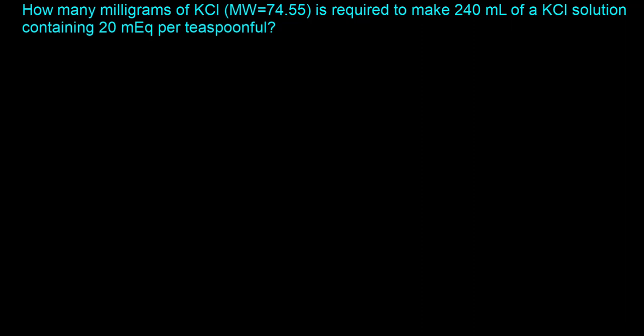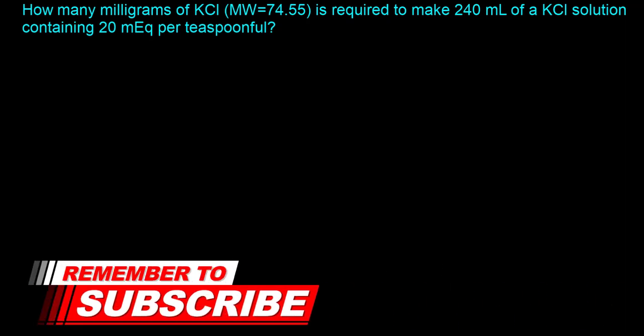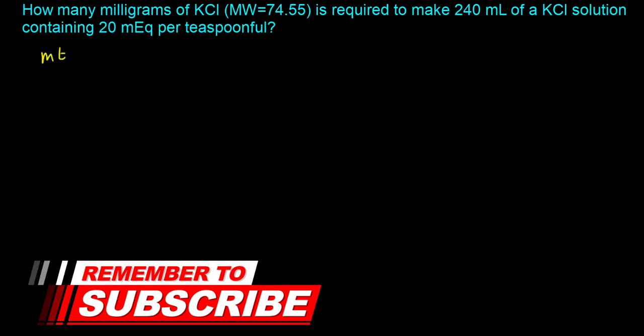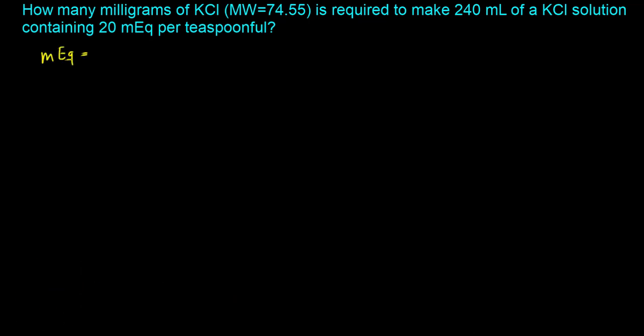Let's take a look at this question, which says, how many milligrams of KCl, molecular weight 74.55, is required to make 240 milliliters of a KCl solution containing 20 milliequivalents per teaspoonful? So in this question, we are required to find the number of milligrams. And so what we can do is to start off with the milliequivalents equation. And so the equation is milliequivalents is equal to the weight of substance in milligrams divided by the molecular weight times the valence.